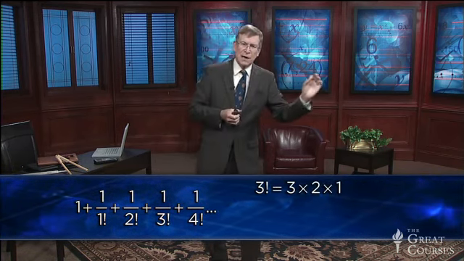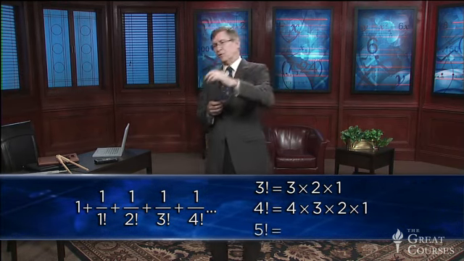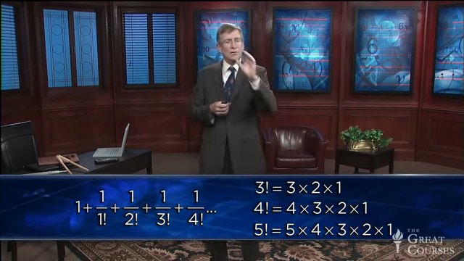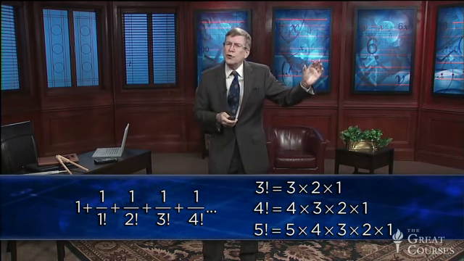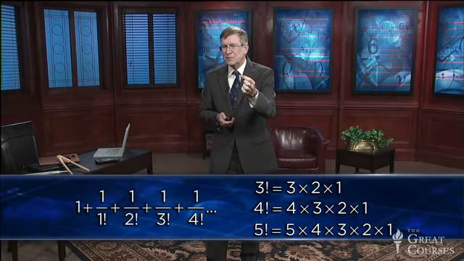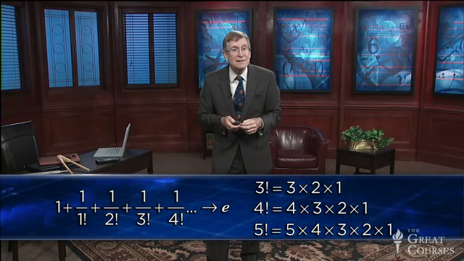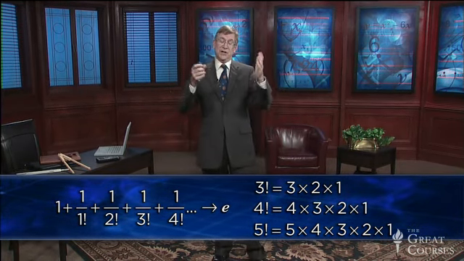Now, who is this factorial guy? Right, 3 factorial is 3 times 2 times 1. 4 factorial is 4 times 3 times 2 times 1. 5 factorial, 5, 4, 3, 2, 1. So I think you see what these terms are. Well, as you add up more and more terms, that sum gets closer and closer to e. Wow. And we will show that in lectures that come when we study infinite series.